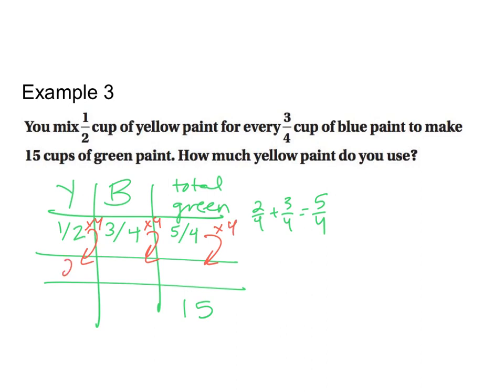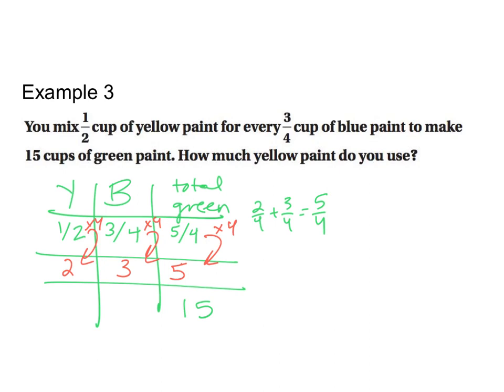1/2 times 4 is 2. 3/4 times 4 is 3. And 5/4 times 4 is 5. Now, if you're wondering how I picked 4, because you're like, wow, that's really magical, she eliminated the fraction and made these numbers a lot easier.